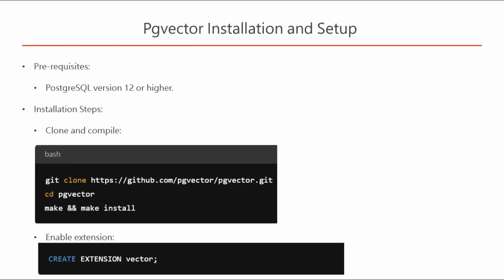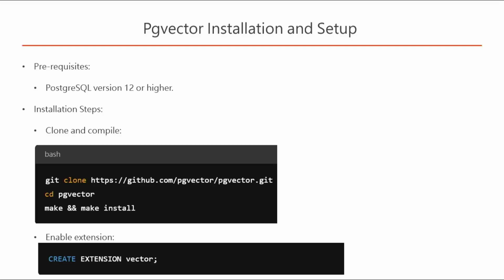So we talk about how to install and set up pgvector. pgvector is a repository on GitHub, so you can prepare a GitHub account, and you should have installed PostgreSQL. The PostgreSQL version needed is 12 or higher.